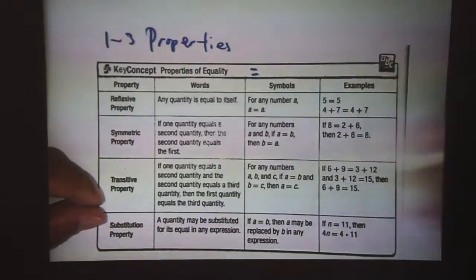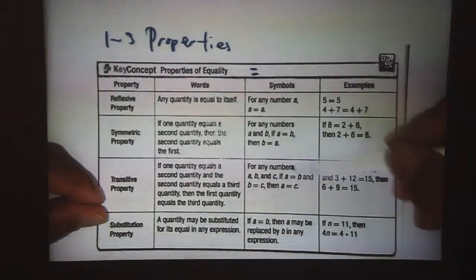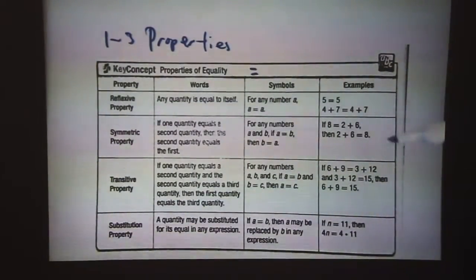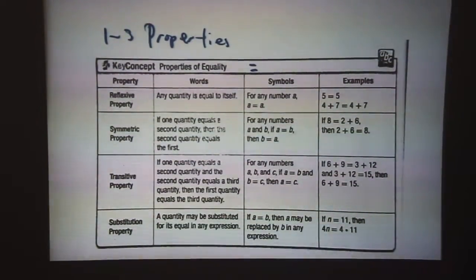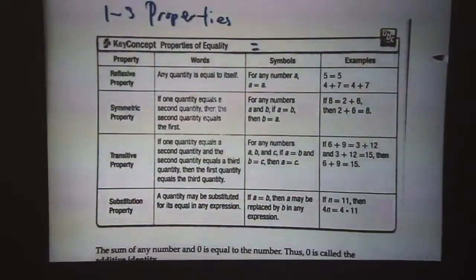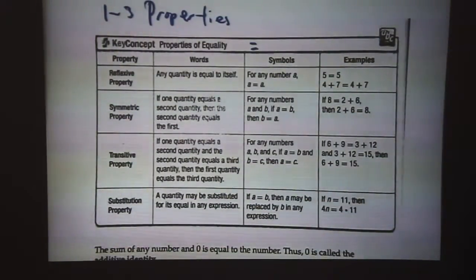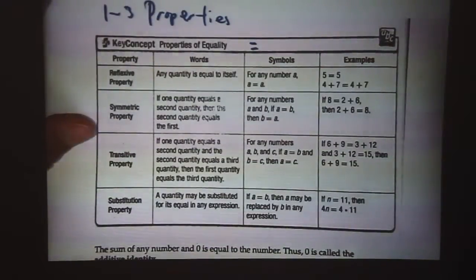Transitive property says if A is equal to B and B is equal to C, then it follows that A is also equal to C. You think of transit like transition or transportation. It moves through. Right? The substitution property, a quantity may be substituted for an equal in the expression. Like 4 plus 7 is equal to 11. So you can substitute that value, so forth.